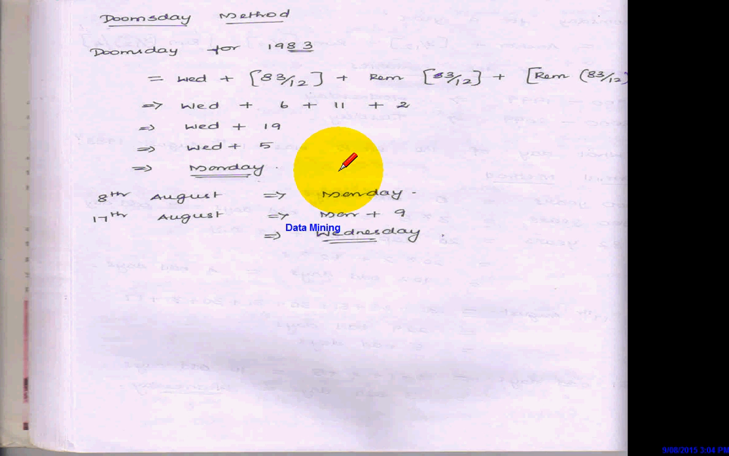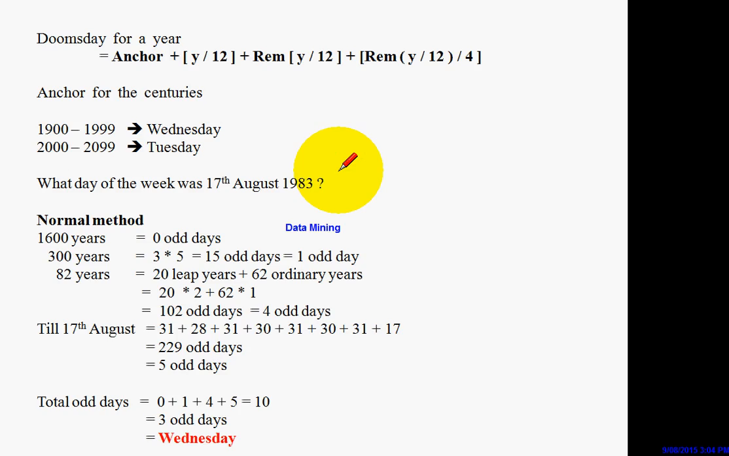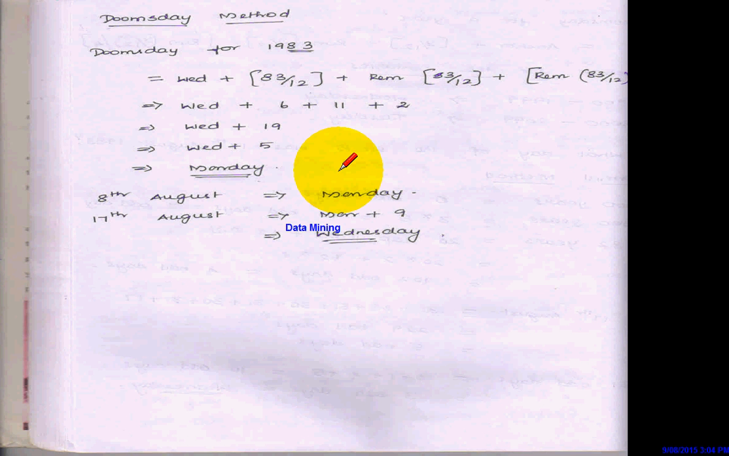Yeah, here it is. Look at the same thing, 17th August 1983. It is the same problem that we are approaching in a different way. So 1983 lies in the 19th century, so the anchor is Wednesday.